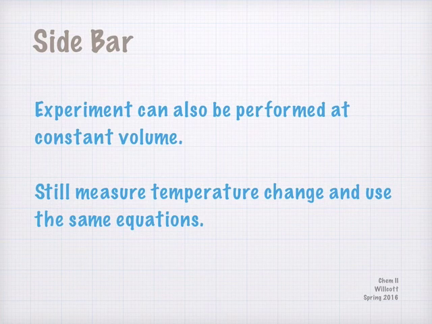And I'm just going to give you a little sidebar based on some of the content in your chapter that we're not going to go into great depth on. We're going to be working at constant pressure. It is also possible to perform these experiments at a constant volume, and you would still measure temperature change and use very similar equations. In this case, you would need to carry your experiment out in a very rigid container so that you knew there were no changes in pressure, no changes in volume as a result of the reaction.